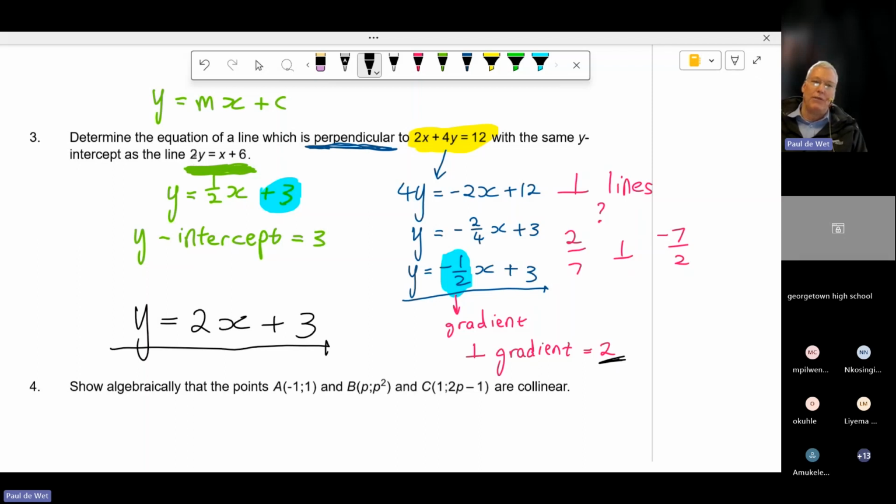This line wasn't in standard form, so I put it into standard form, right? And that gives me the y-intercept. And now I know the gradient is 2 and the y-intercept is 3. And there's my final answer. It's not an easy question.